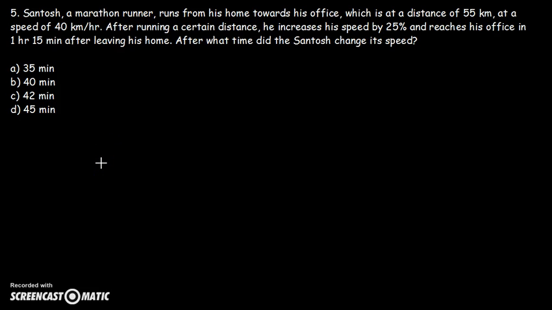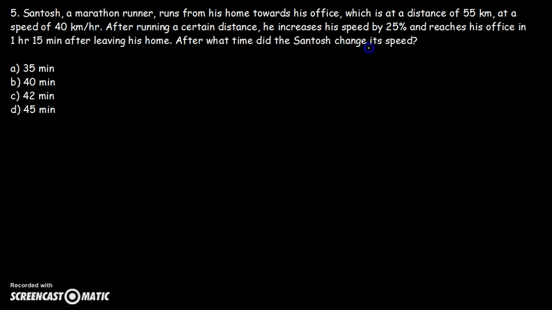Santosh, a marathon runner, runs from his home towards his office, which is at a distance of 55 km at a speed of 40 km per hour. After running a certain distance, he increases his speed by 25%. And then he reaches his office in 1 hour 15 minutes after leaving his home. After what time did Santosh change its speed?